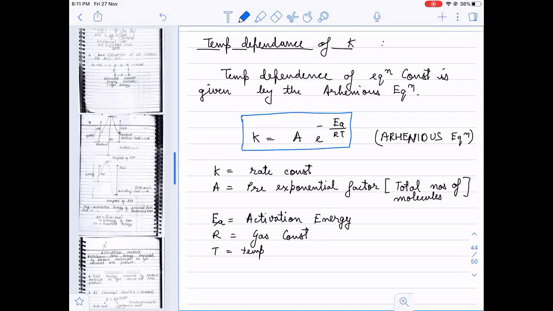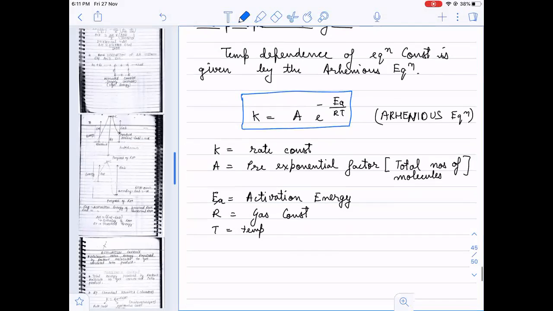Let me know when you have written. Done. Okay. Yes, Charan. Yes, sir. Daksh, done. Yes, sir. Okay, let's go ahead.